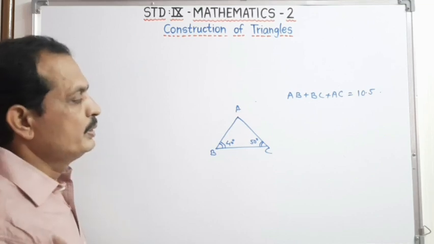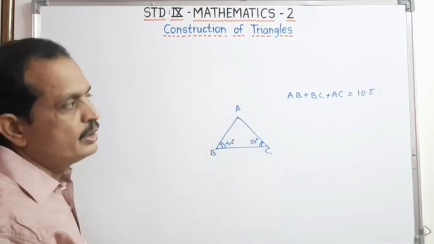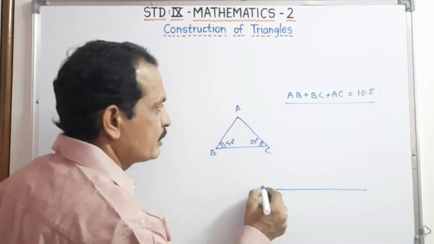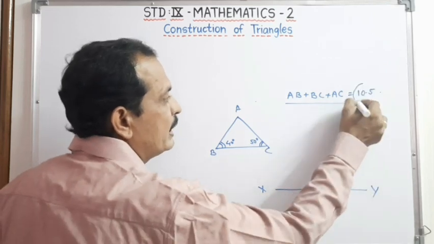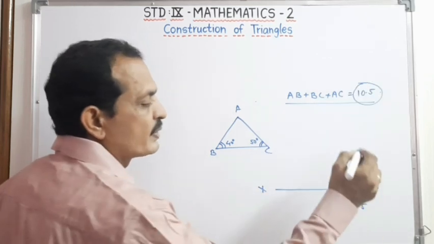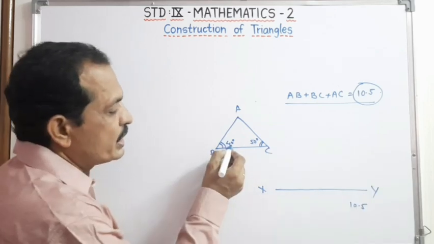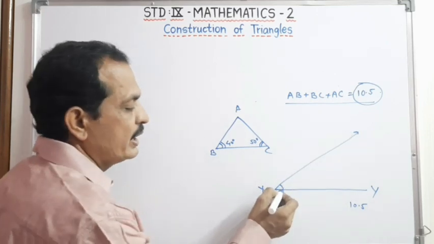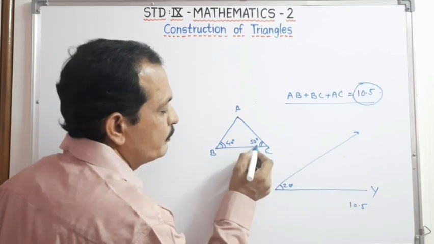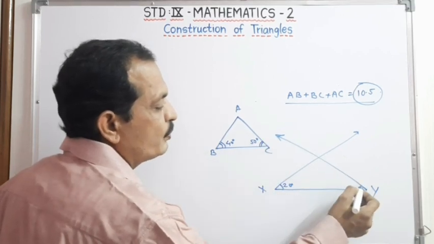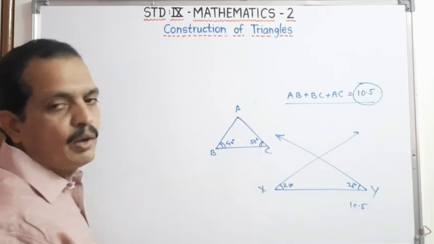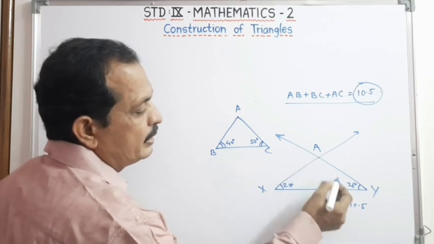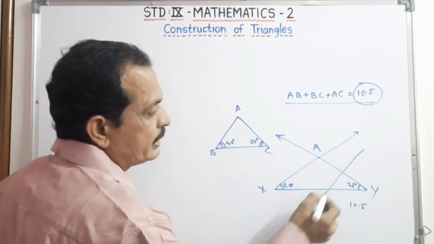Dear student, remember, for such a construction first of all we have to draw any segment XY of length equal to the perimeter, 10.5. Then see, this 40 degree angle is there, make half of that, 20. We have to make the measure of 20 degrees here, and at the point Y, 50 is there, therefore we have to draw the angle of 25 degrees. We have to make half of the angle. Dear student, after that here we get point A and draw the perpendicular bisector like this.